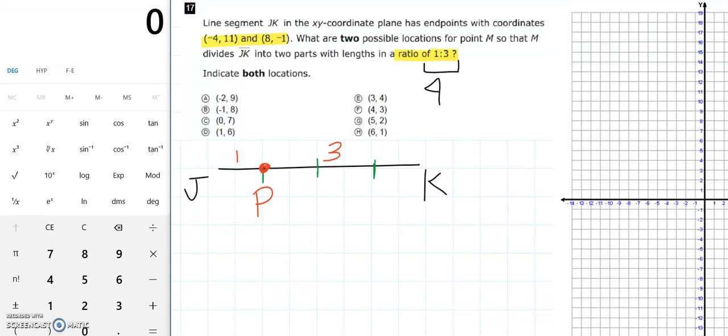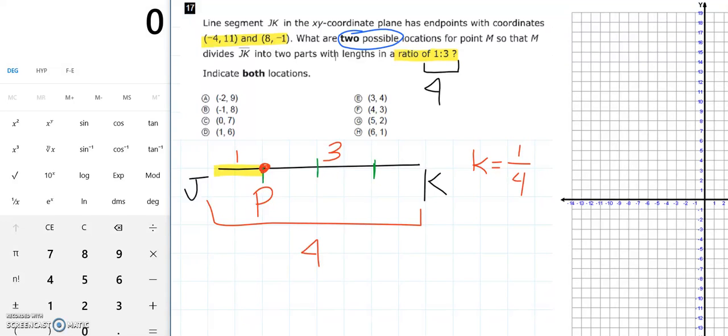And when I think about my K value, it talks about what fraction of the whole distance have you traveled to get from J to your partitioning point. In this case, I've traveled 1 out of a total of 4 even pieces. So I've traveled 1/4 of the whole distance. Now this question is a little bit trickier because it's asking you for 2 possible locations for your point.